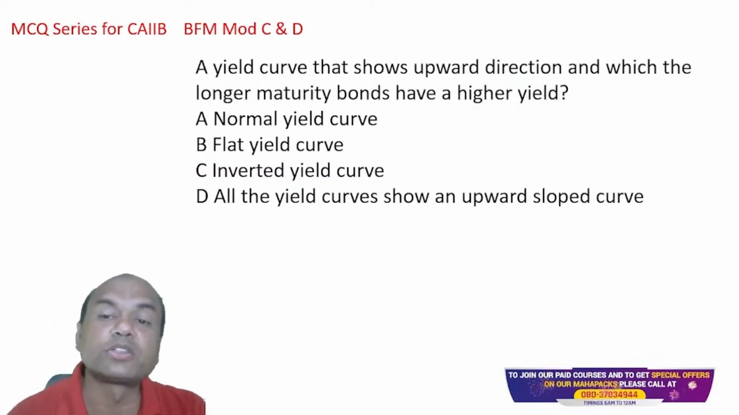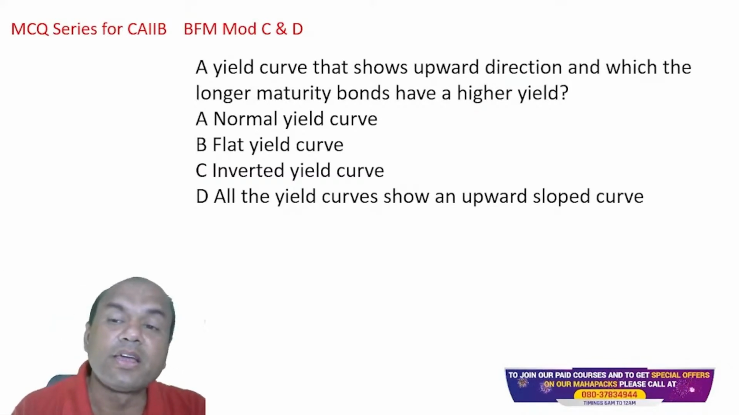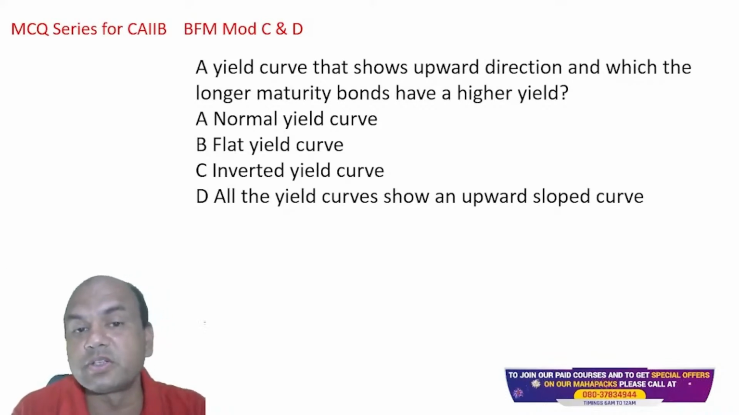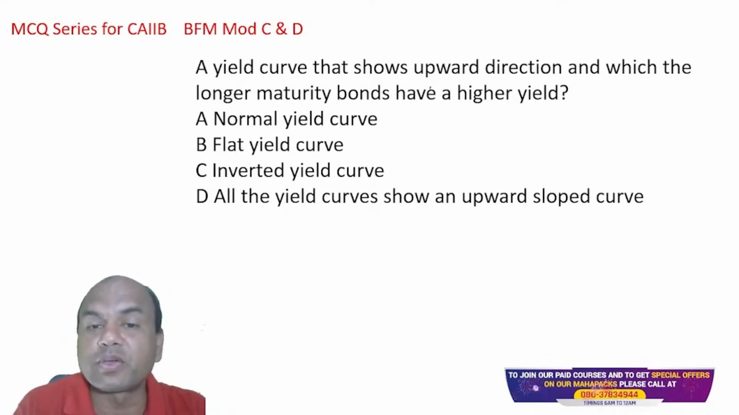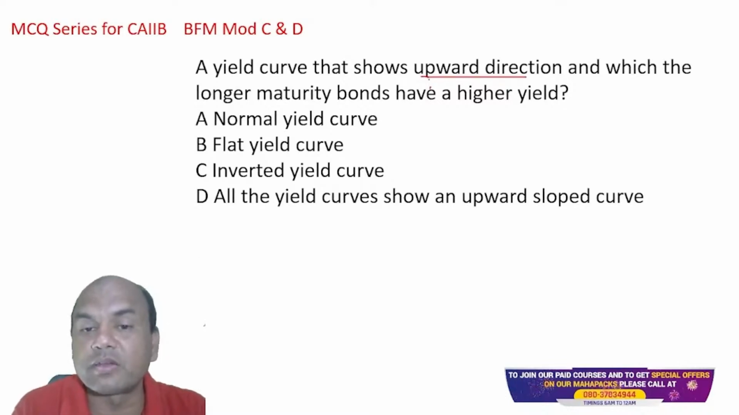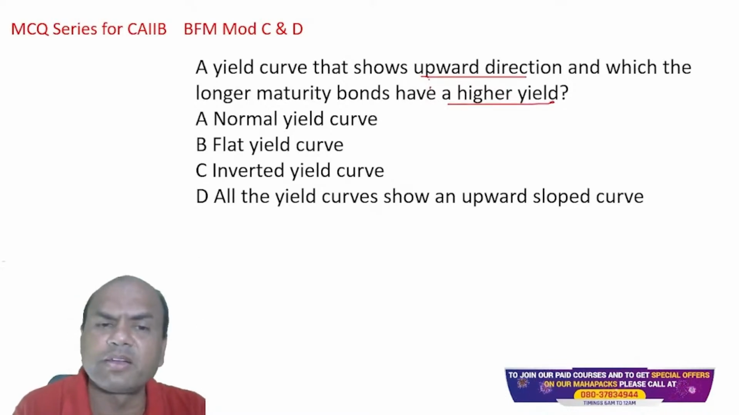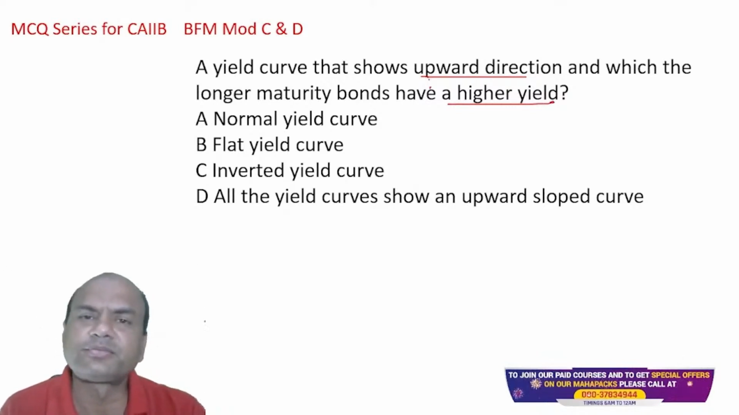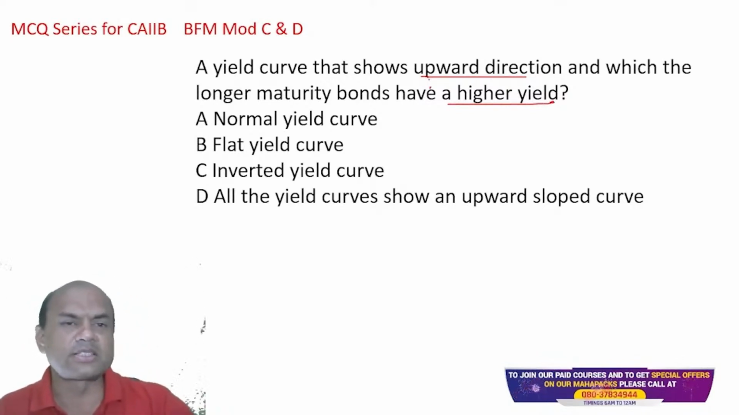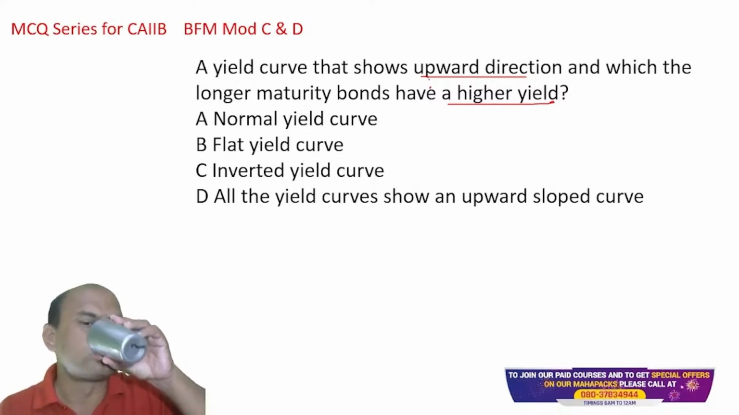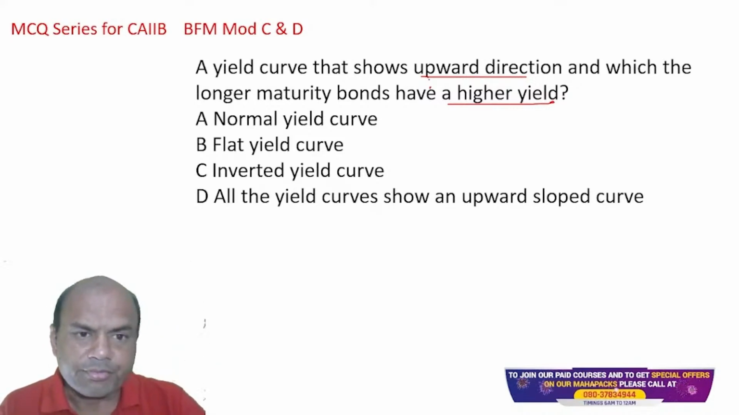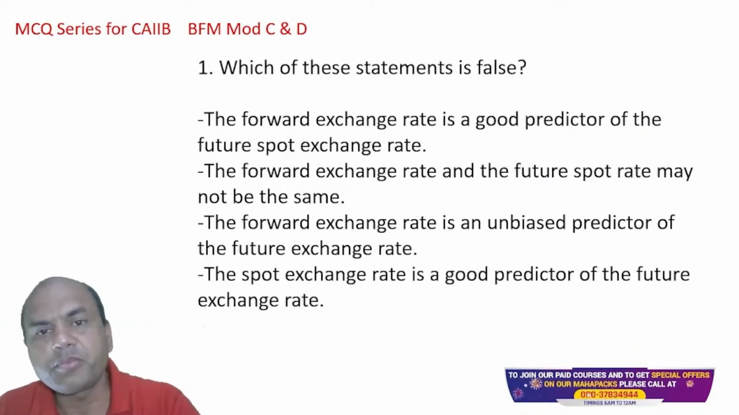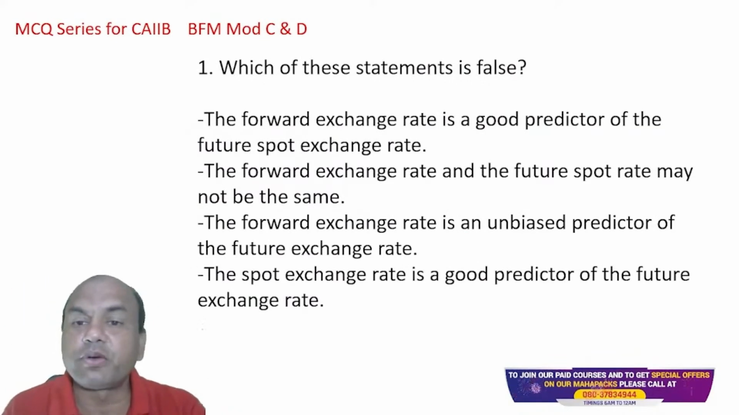A yield curve that shows upward direction and in which long maturity bonds have higher yields is known as? If any yield curve is showing upward direction and long term bonds are having higher yield, just now we saw it, isn't it? What is the answer? A, B, C, or D? Type it in the comment section. Correct? Normal.